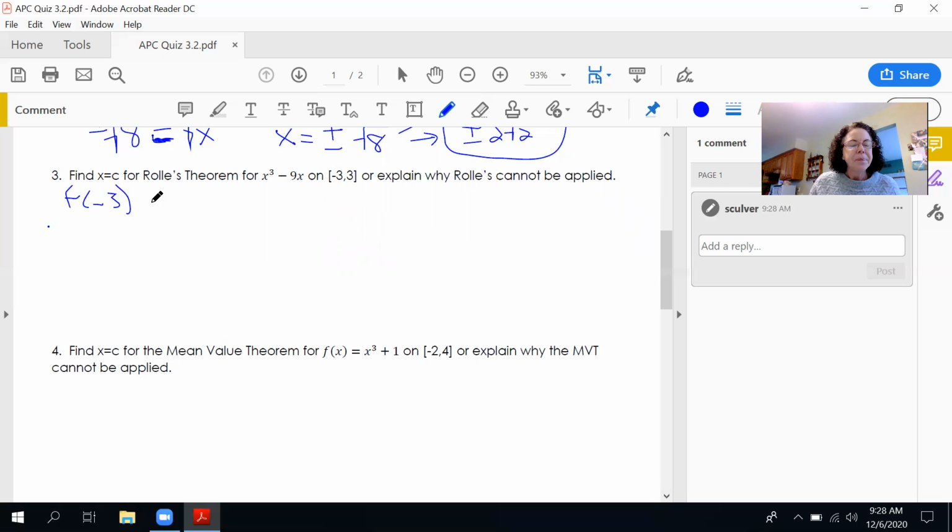F of -3, let's see, that would be a -27 plus 27. And again, f of 3, I'm going to get a 27 minus 27. So f of a does equal f of b.